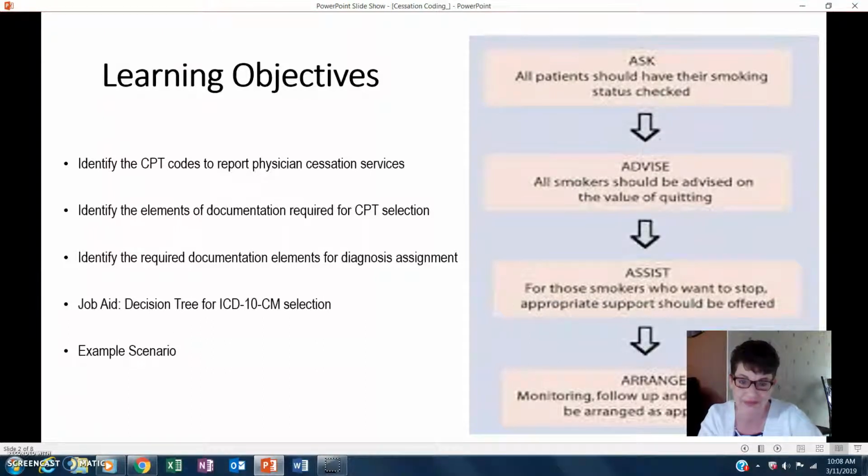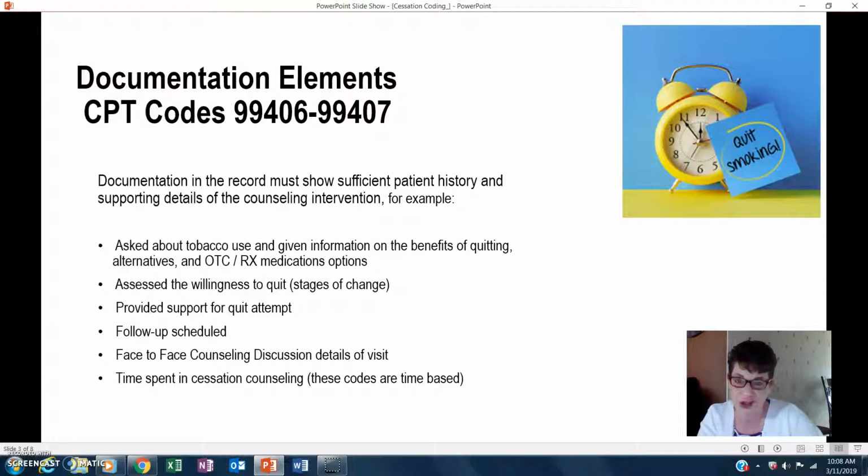Are you ready? So, first off, CPT codes 99406 and 99407. These are the two CPT codes. One is for 3 to 10 minutes of cessation counseling, and the other, 99407, is for 10 minutes or more. So these codes are time-based. The time must be documented. If it isn't documented, then you cannot bill for the service.